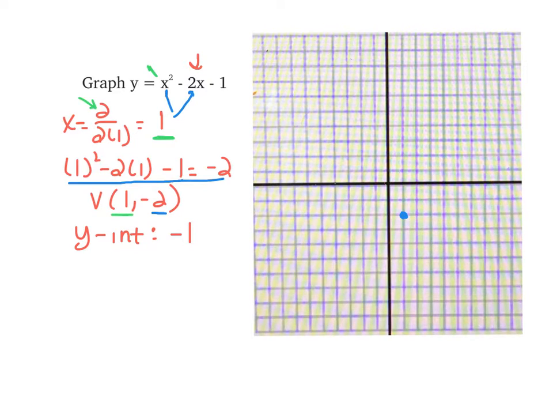I know it opens up because that was a positive x squared. And I also know this last term right here, that's my y-intercept. So my y-intercept is negative 1 right here. Now, again, if you were to draw your axis of symmetry, it always goes right through your vertex. And that helps me because that means there's another point right there directly across the axis from my y-intercept. And now I can just draw my parabola, connect the dots, like that. And that's it. That's all you got to do. Hopefully that makes some sense. So 3 points, good to go.